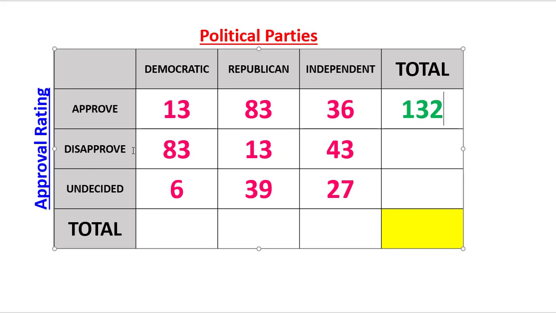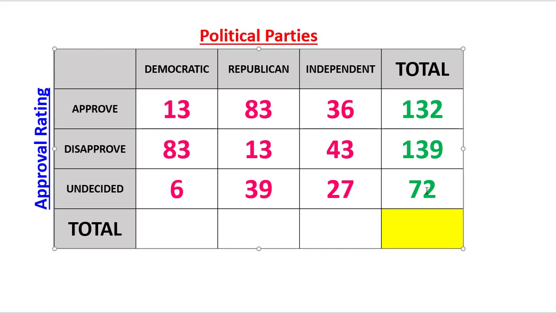So if I wanted to know the row total for the number of people who disapprove, I would just add up 83 plus 13 plus 43, which gives you 139. So what if I wanted to know the total number of people who were undecided? I would just add up all the numbers in the row for undecided. So 6 plus 39 plus 27, which gives you 72.